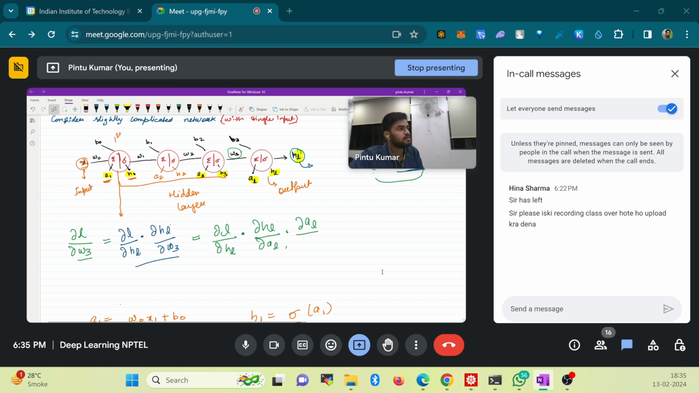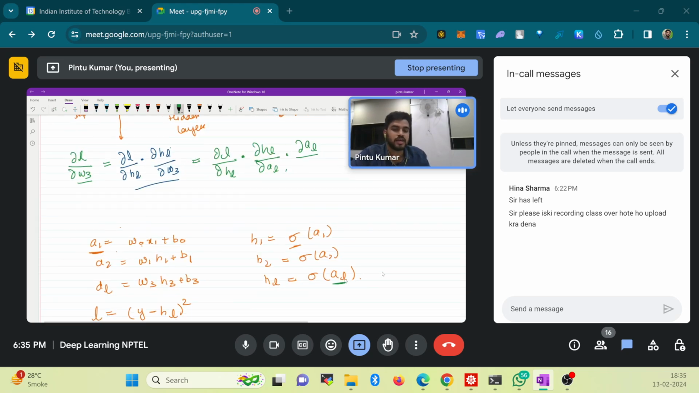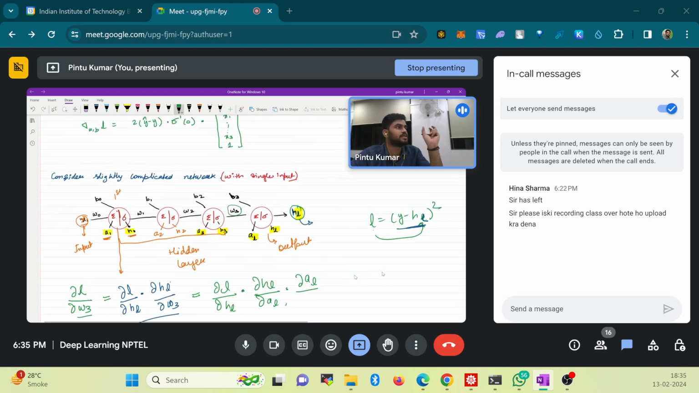Yes, it's correct. It's clear. Okay, so similarly, we extended this thing that HL is again a function of AL. AL is just the summation part that we are having.